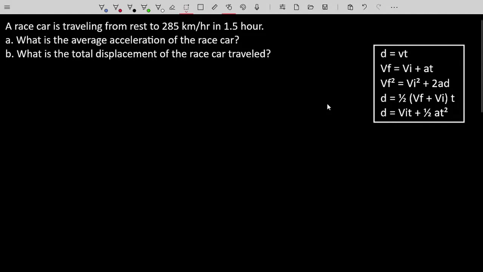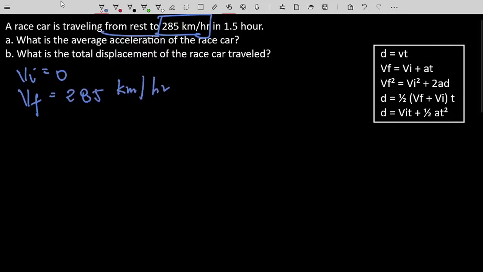Now again, identify the given variables. We should know that the race car is traveling from rest. So therefore, our initial velocity is actually equal to 0. And it goes to 285 km per hour. So therefore, our final velocity is 285 km per hour in 1.5 hour. So therefore, the time is 1.5 hour.